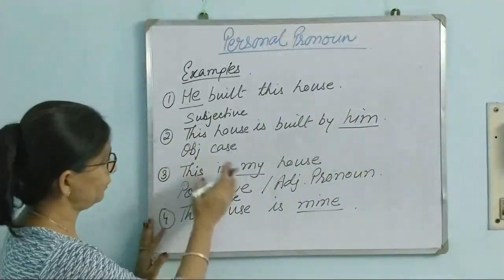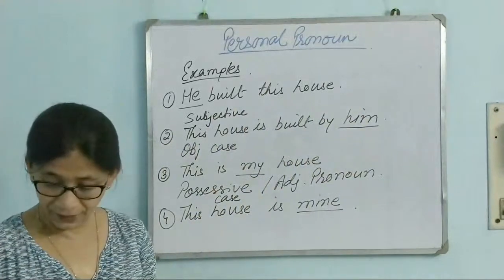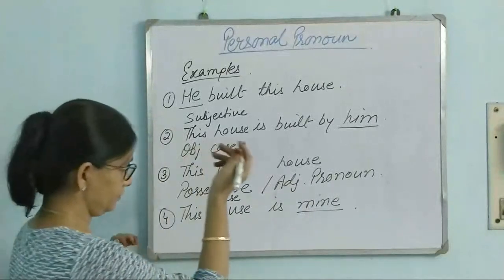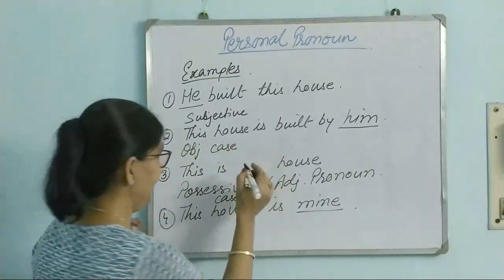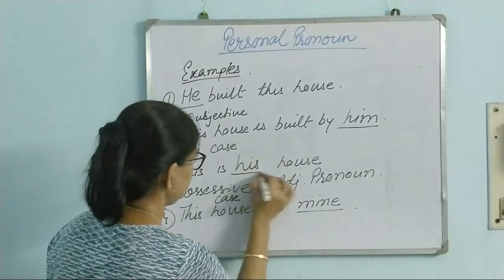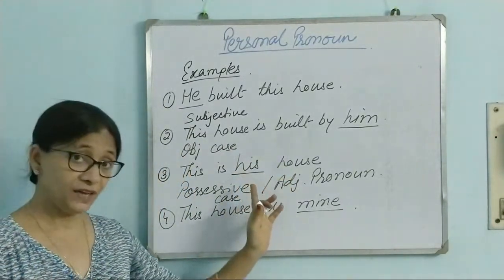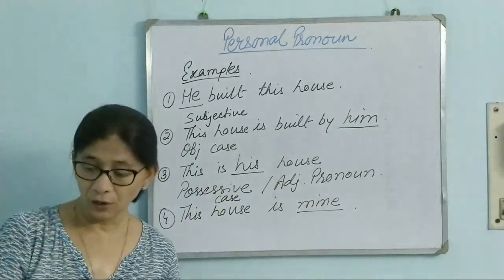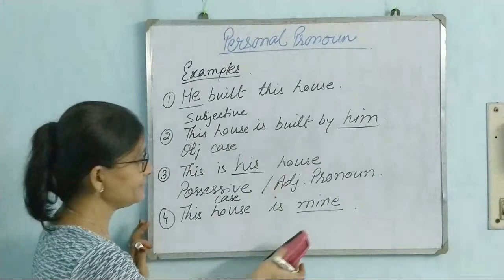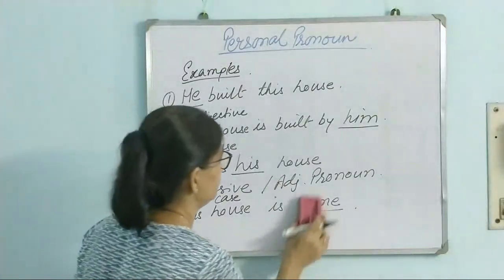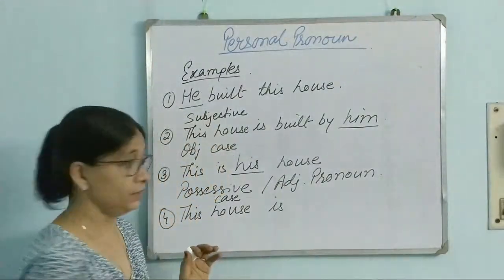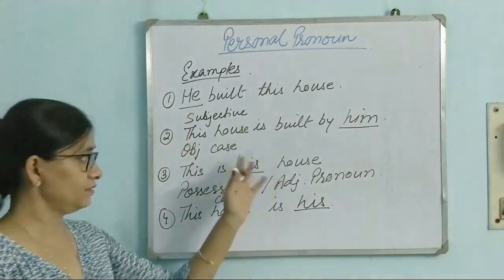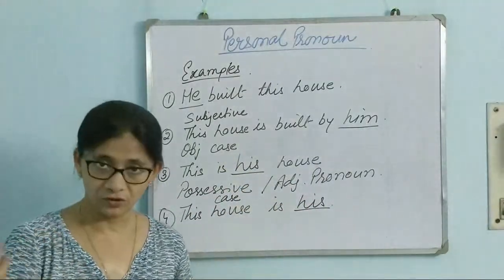Now, this is my house. If we are using he, then what will it be? It will be his house. His house. This is possessive case, but adjective pronoun. Now, if we want to make it into possessive pronoun, then what will it be? This house is his. So it is same word. His is adjective pronoun also, it is possessive pronoun also.